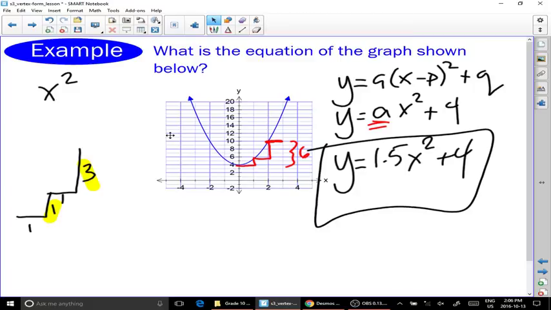So if you use the jumping idea and you see that after 2 jumps you should be up 4, but really you're up 6, then just ask, well, you could just divide 6 by 4 and you get 1.5. Okay, so a is 1.5. So the equation of the graph below is y equals 1.5 x squared plus 4.